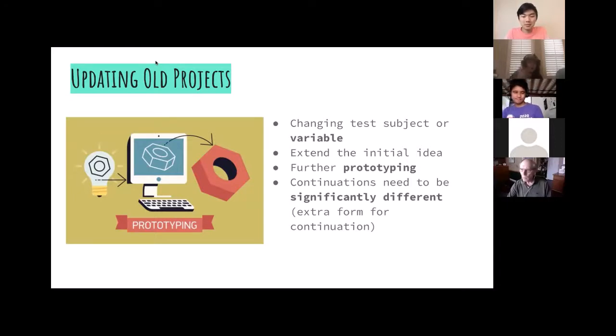Anyways, updating old projects. When updating an old project, you have to change the variables to keep going with the original idea. For engineering, you want to keep prototyping whatever you're making and add new additions. The main thing is that a continuation of an old project should be different from the original project. It should build on it. It can't just be the project you just did. It should add something new and relevant.